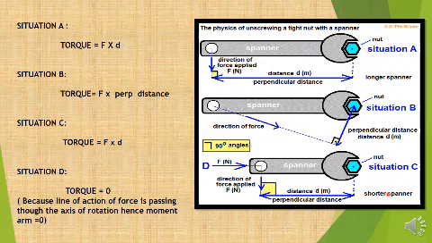Now here, in situation D, the line of action of force is along the axis of rotation. So no turning effect will be produced.